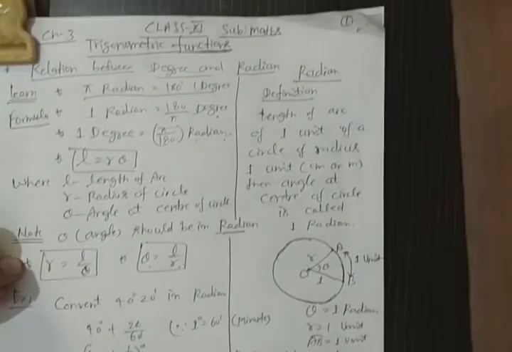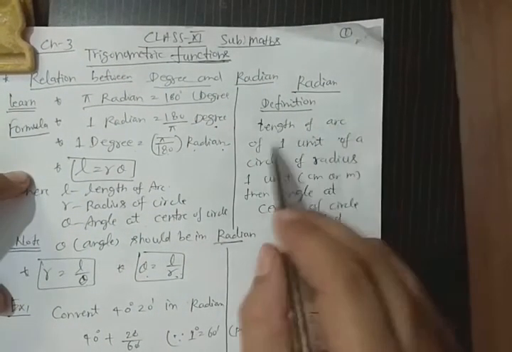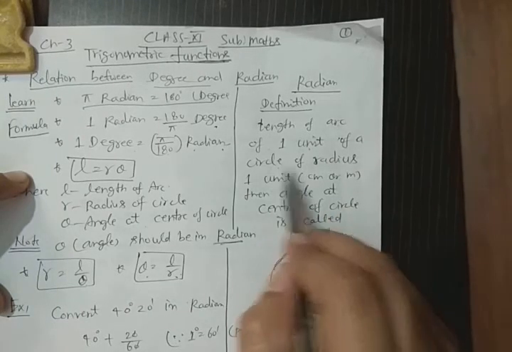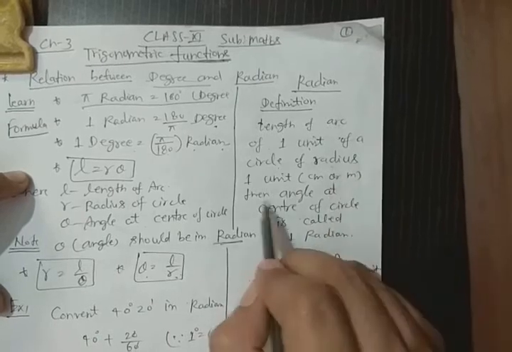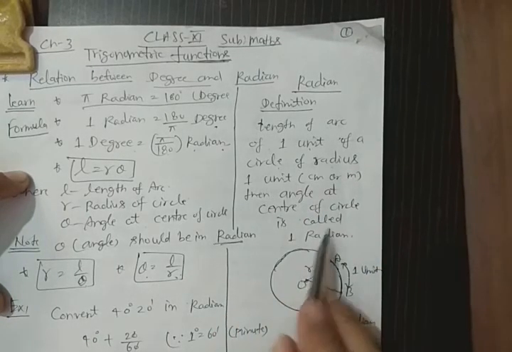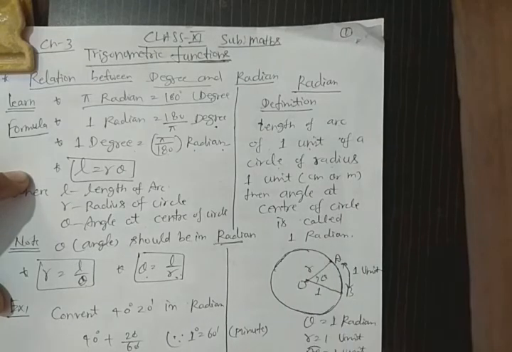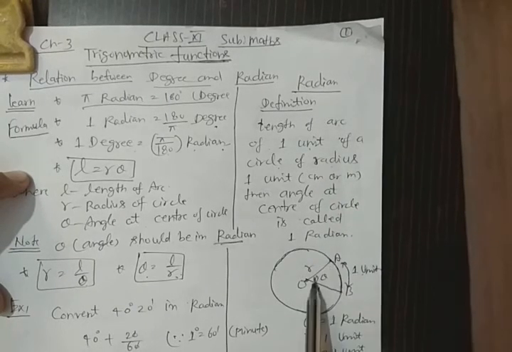Next point is the definition of radian. What is a radian? If the length of an arc is 1 unit, in a circle of radius 1 unit, centimeter or meter, then the angle at the center of the circle is called 1 radian. It means if the length of arc AB is 1 unit, either centimeter or meter, and the radius of the circle is also 1 unit, then the angle subtended at the center of the circle is equal to 1 radian.